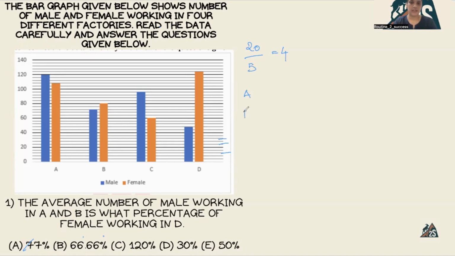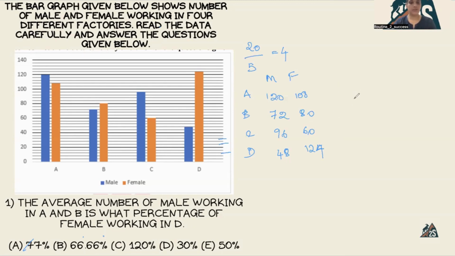So we will take the values now. We have the factories A, B, C, D, and the male and female workers across the different factories. So A value is 120. Here, 2 lines greater, it is 108. Here, 80, 2 lines lesser, it is 72. Here it is 80, 1 line lesser, it's 96. Here it's 60, and here 2 lines greater, it is 48. Here it is 1 line greater, it is 124. So as we have taken the data, we will proceed to the first sum.